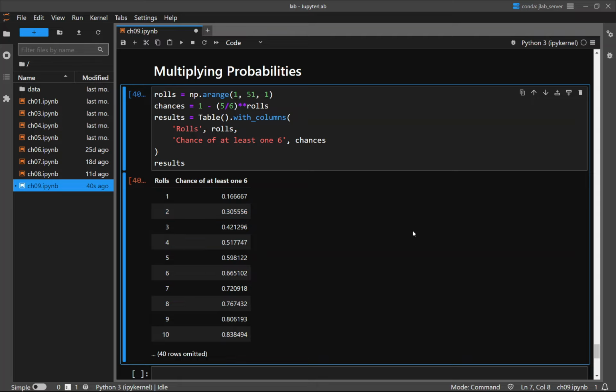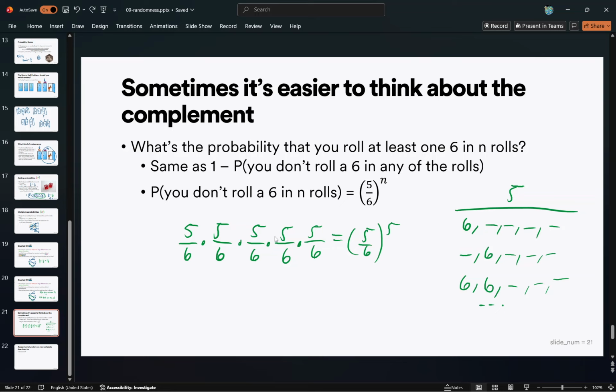As you roll more dice, you see that it's more and more likely to get at least one 6 somewhere because you have so many options. So does the formula make sense to us, at least, before I graph it?